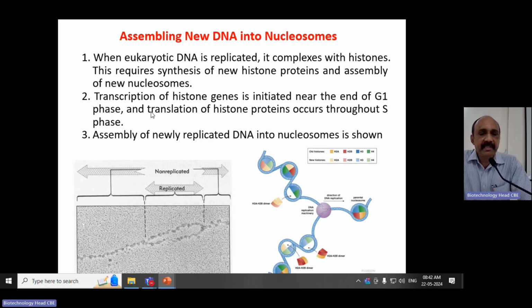After the DNA is replicated, it immediately complexes with the histone proteins so that it does not get entangled. Immediately after replication it will be wound onto the histone proteins, so that the two strands do not intertangle again. Transcription of the histone genes is initiated near the end of the G1 phase, translation of histone protein occurs throughout the S phase, and the newly replicated DNA is assembled into nucleosomes. Immediately after replication of the single strand DNA into two daughter strands, it will be enclosed by the histone proteins.